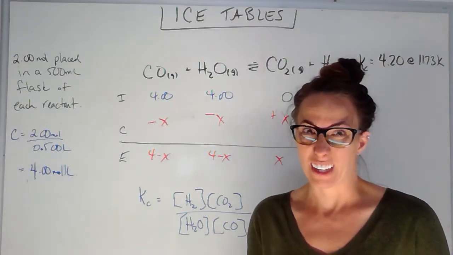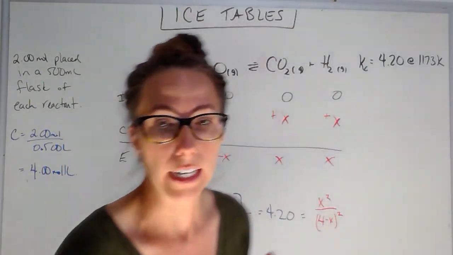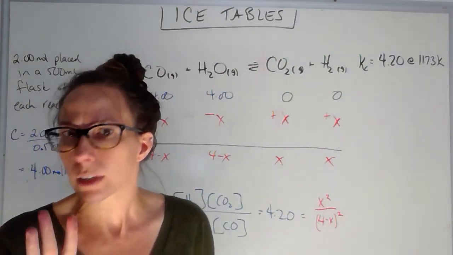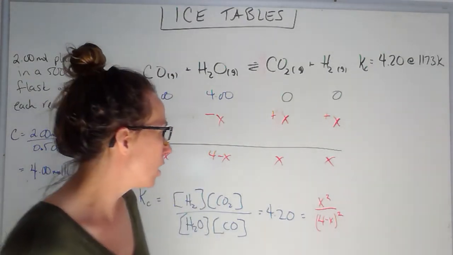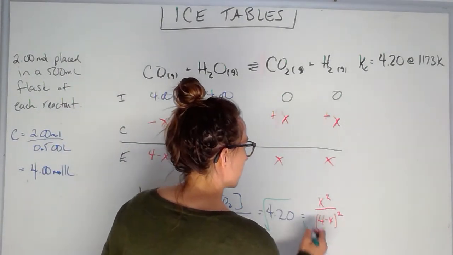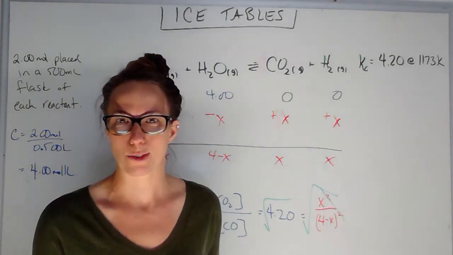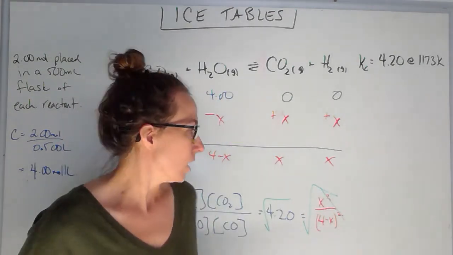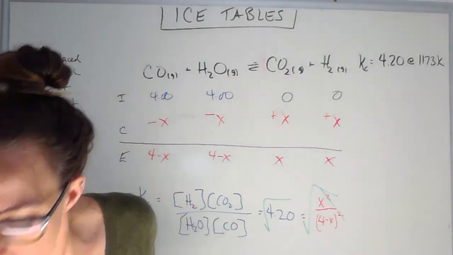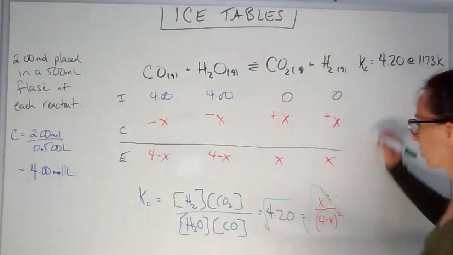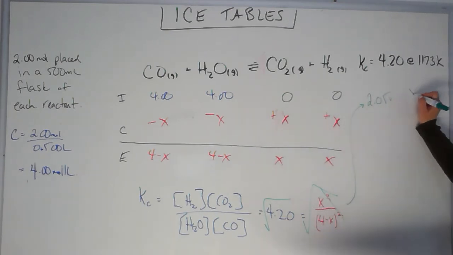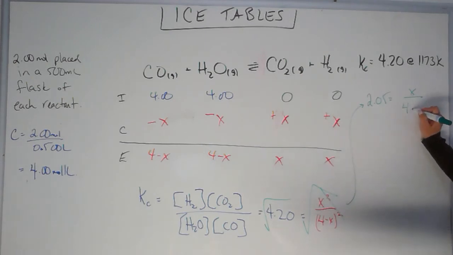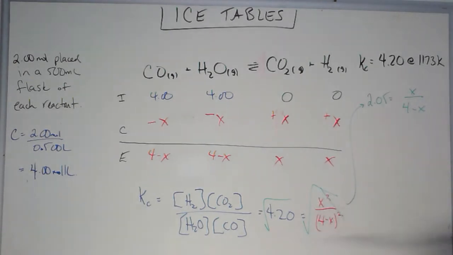Now, I kind of am looking at a quadratic here, but we're going to leave those up to the mathematicians, and there's a shortcut we can follow here. If I square root both sides of this equation, it cancels out my quadratic problem. Woohoo! So what I'm left with is square root of 4.2. So the square root of 4.2 is 2.05, equal to x over 4 minus x, right? Square rooting both sides there.